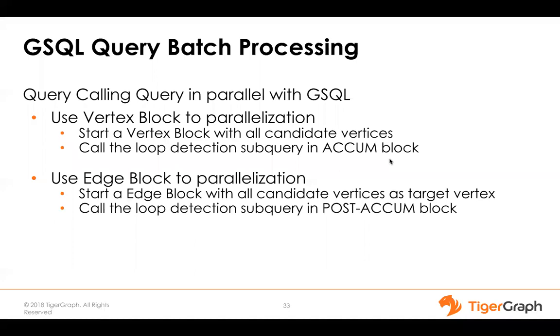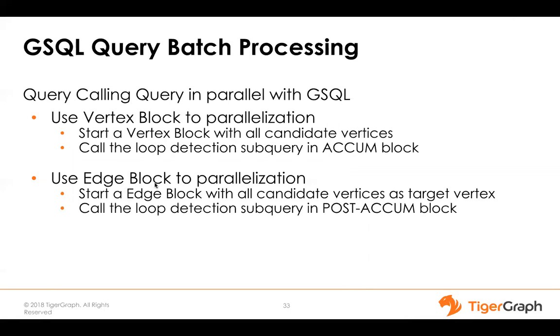We use query calling query in parallel inside of GSQL. In this way, you write a subquery only for one single vertex, but you can use our vertex block or edge block to run those subqueries in parallel. So it's automatically parallel. That's how we deal with batch processing in GSQL. For example, for the vertex block, you start a vertex block with all the candidate vertices, and in the ACCUM you just call your loop detection subquery. If you are familiar with GSQL queries, you know the ACCUM block is executed for each vertex in parallel. So this makes loop detection for each vertex run in parallel.